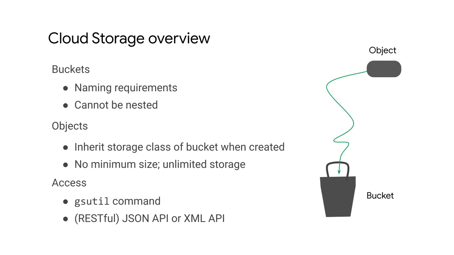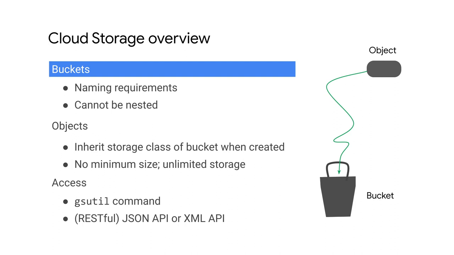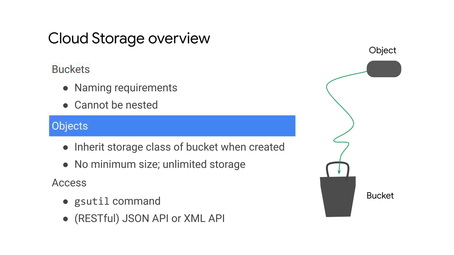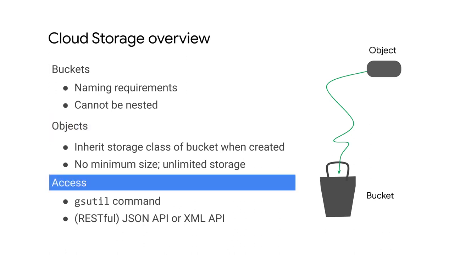Cloud storage is broken down into a couple of different items here. First of all, there are buckets, which are required to have a globally unique name and cannot be nested. The data that you put into those buckets are objects that inherit the storage class of the bucket, and those objects could be text files, doc files, video files, etc. There's no minimum size to those objects, and you can scale this as much as you want as long as your quota allows it. To access the data, you can use the gsutil command or either the JSON or XML APIs.